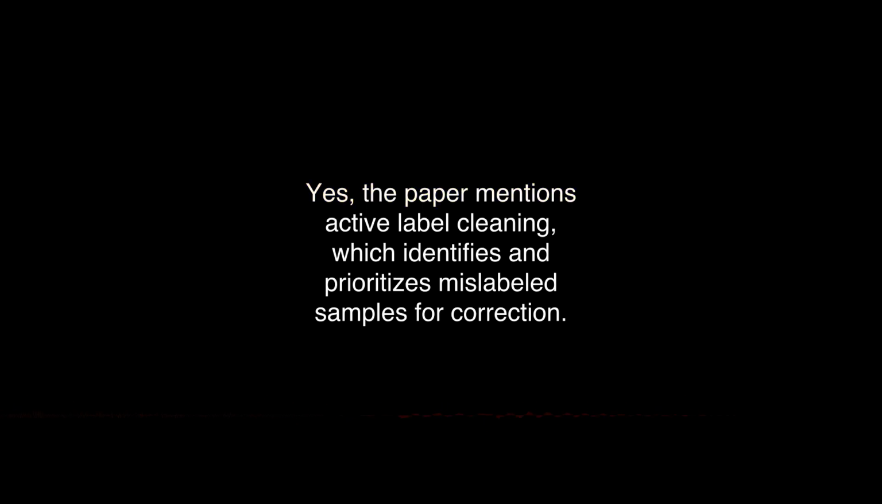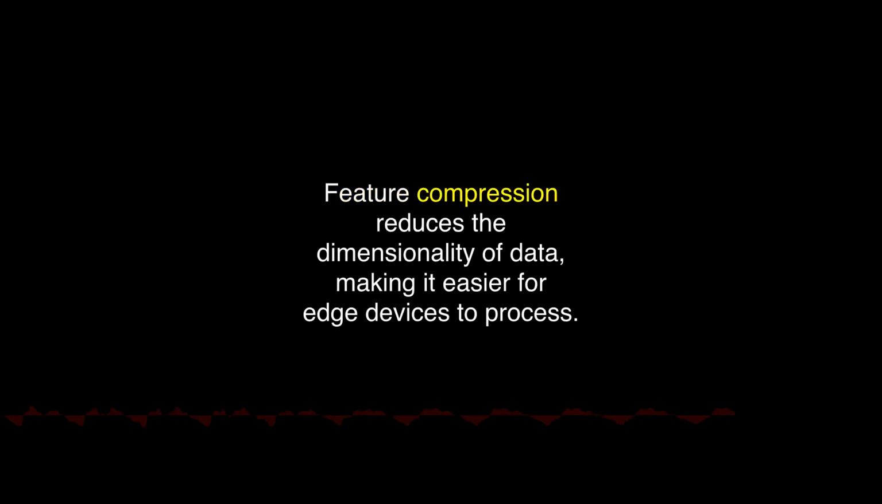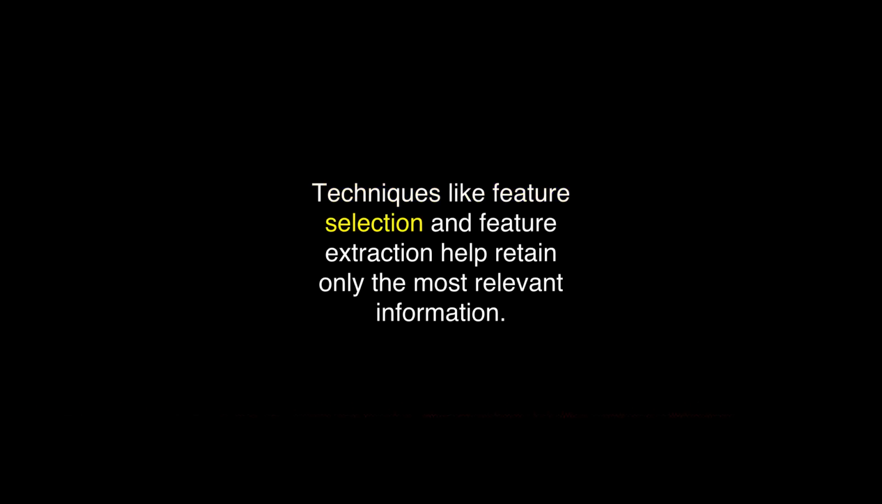Yes, the paper mentions active label cleaning, which identifies and prioritizes mislabeled samples for correction. There's also federated data cleaning, which allows for collaborative cleaning across devices while preserving privacy. But these methods can be resource-intensive. What about feature compression? Feature compression reduces the dimensionality of data, making it easier for edge devices to process. Techniques like feature selection and feature extraction help retain only the most relevant information. This not only improves model accuracy, but also reduces computational and memory requirements.